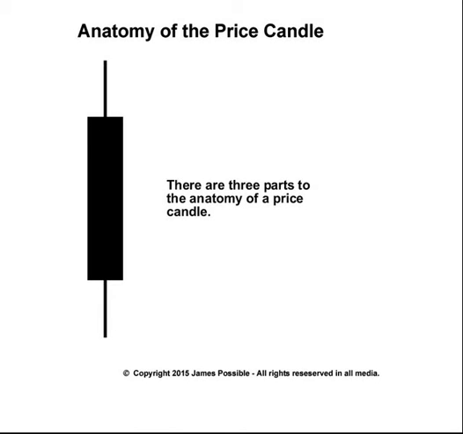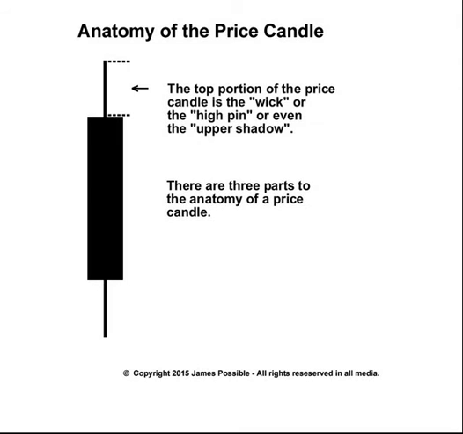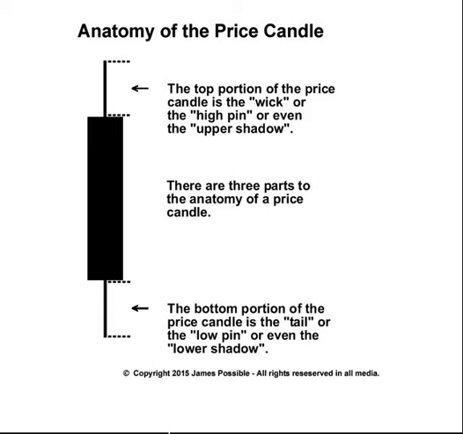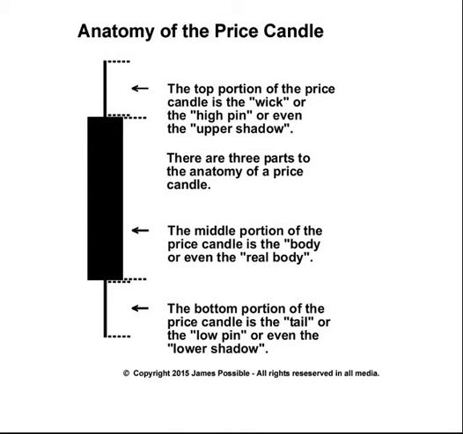Now, there are three parts to the anatomy of a price candle. You have the top portion of the price candle, which is also called the wick, the high pin, or even the upper shadow. You have the bottom portion, which is the tail or the low pin or even the lower shadow. And then you have the main part of the candle, which is called the body or even the real body.